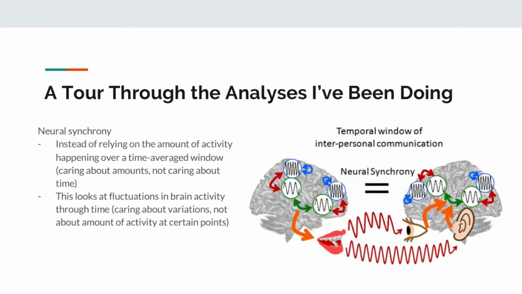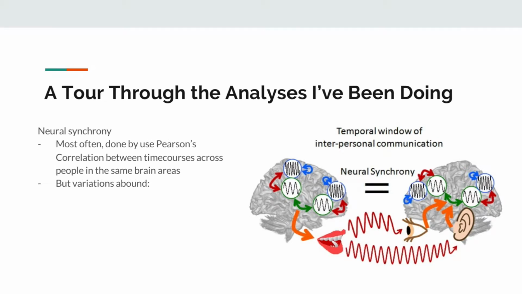So in the step up from point estimation, that's a one-dimensional data analysis way of looking at it. Neural synchrony is, I guess the point estimate would be 0 dimensions and synchrony would be 1 dimension. Essentially, instead of relying on the amount of activity happening over a time average window, you are caring about amounts, not caring about time. This looks at fluctuations in brain activity through time. And so in this instance, you're caring about variations, not really about the amount of activity at any certain point.